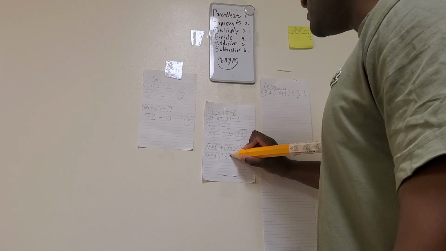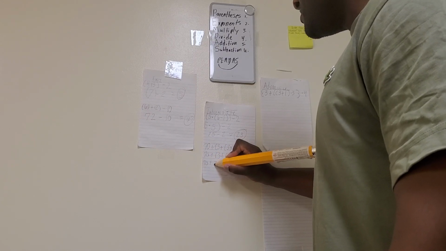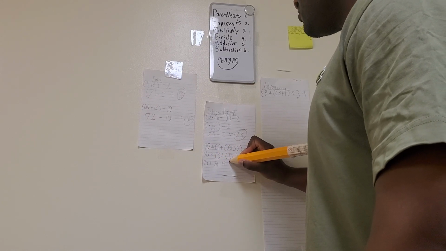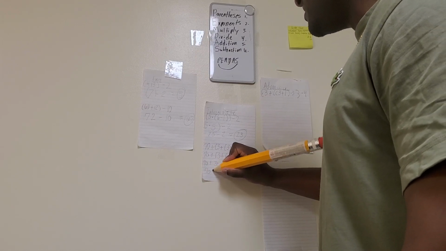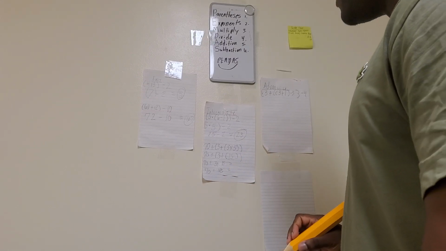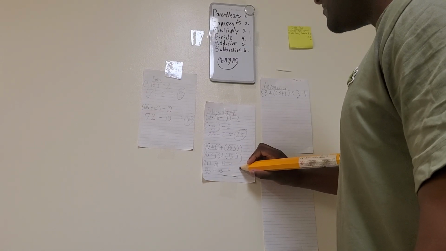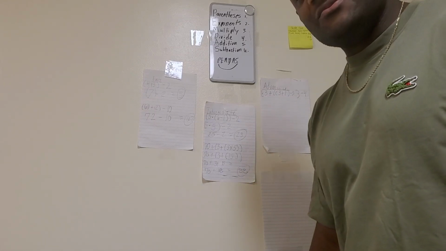So that would be 15. Bring this one down, 70 plus 3 plus 15, which is 18, okay? 70 plus 18, you got 88. That's your answer. Too easy.